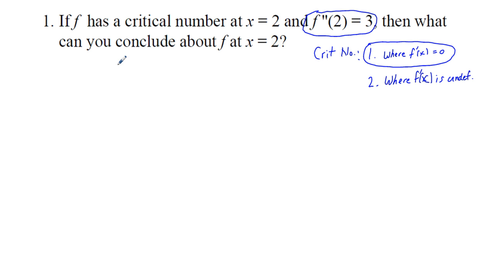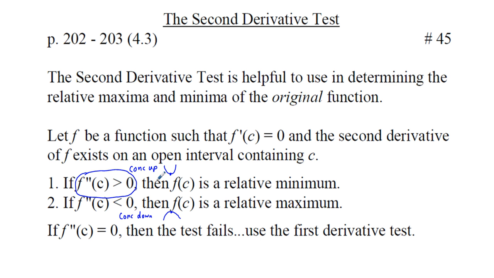So we can conclude that f prime of 2 is equal to 0, because that's the only possibility of critical number that we have. And we're also given that f double prime of 2 is equal to 3, and 3 is greater than 0. And going back to our test here, if we have f double prime of c greater than 0, we are concave up.